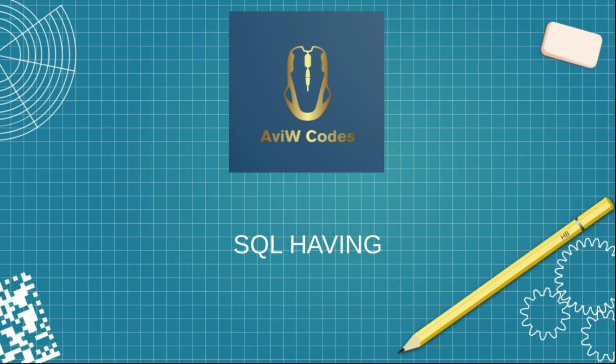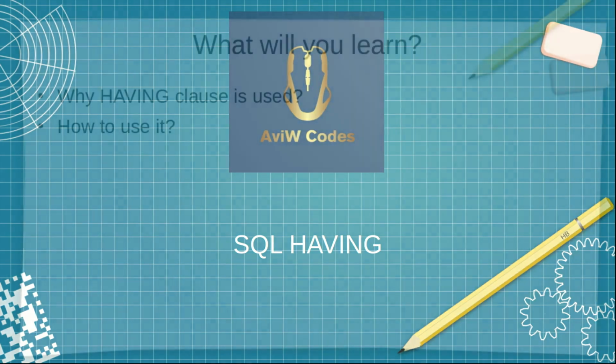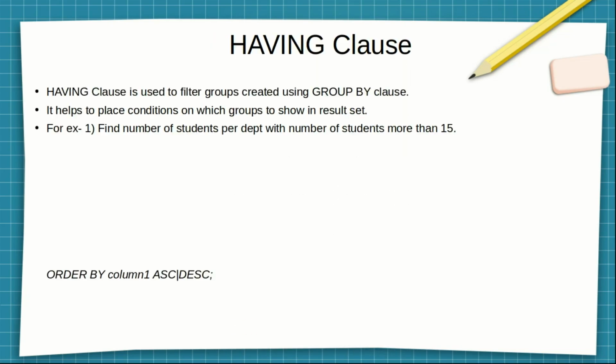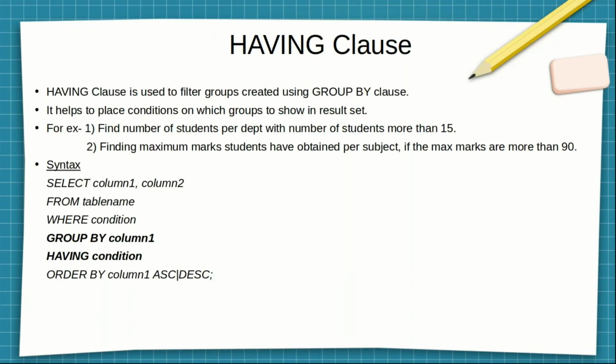Okay, so let's start with the having clause. We will see why having clause is used and how to use it. So what is having clause? Having clause is used to filter groups created using group by clause. It helps to place condition on which groups to show in the result set.